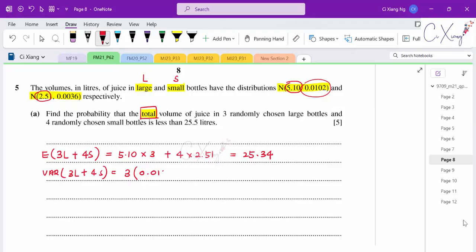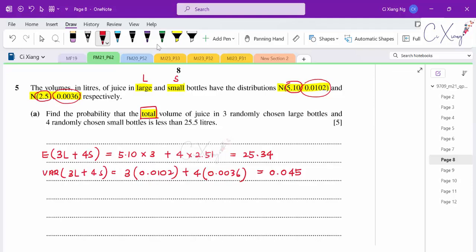0.0102. Okay, then plus 4 times the variance for the small bottle. So I will take 4 multiplied with the variance for the small bottle, which is 0.0036. And if you apply the calculation like this, then you will get 0.045.